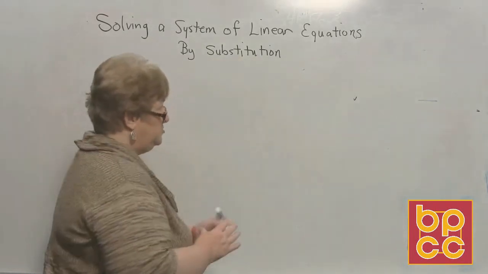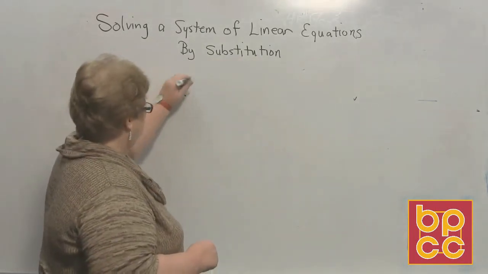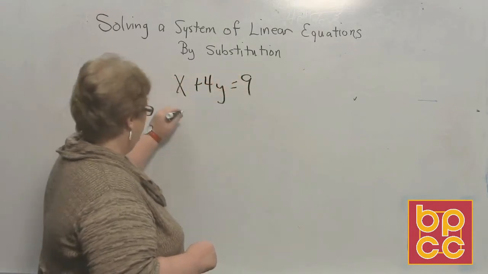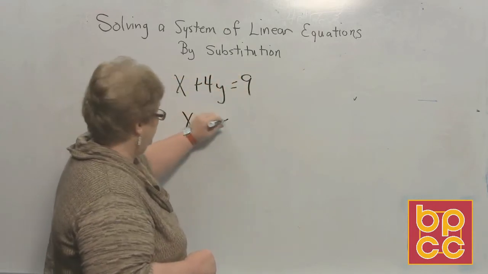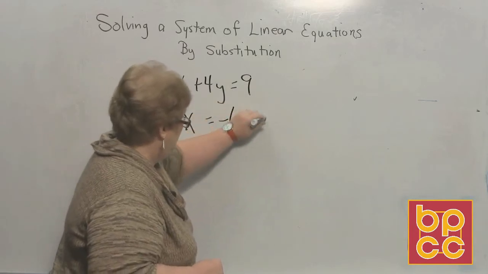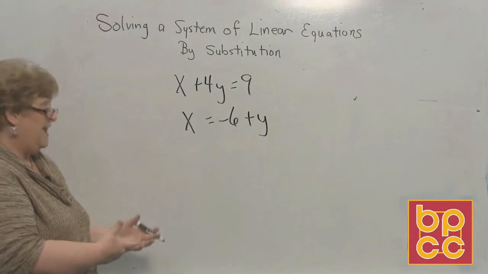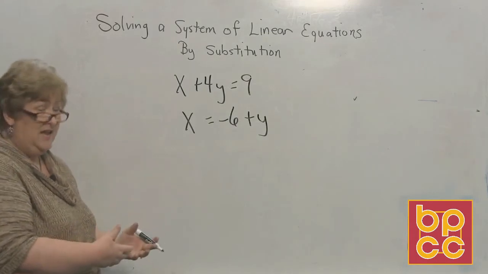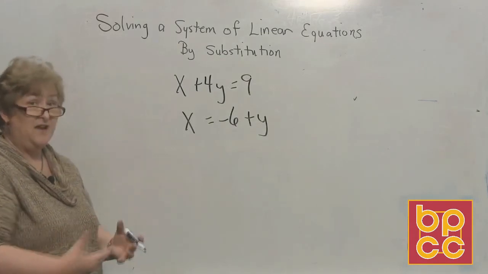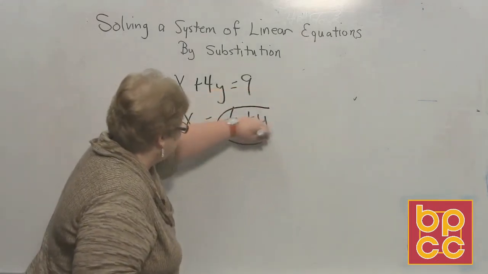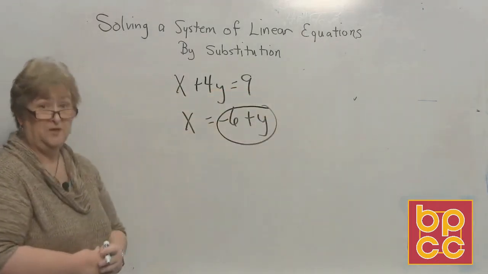All right, let's try x plus 4y equals 9. And this time I'm going to say x is going to be equal to negative 6 plus y. Now it's set up the way we want it because I do have an x that's by itself. X used to be called x. He's not x anymore. His new name is what? His new name is negative 6 plus y.